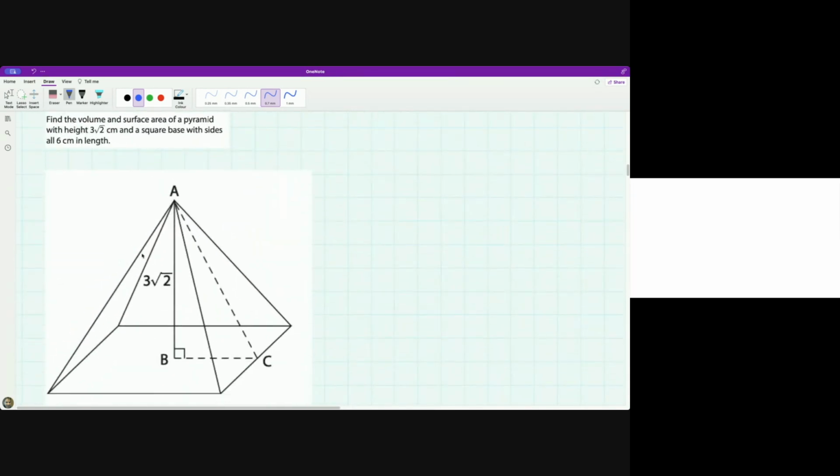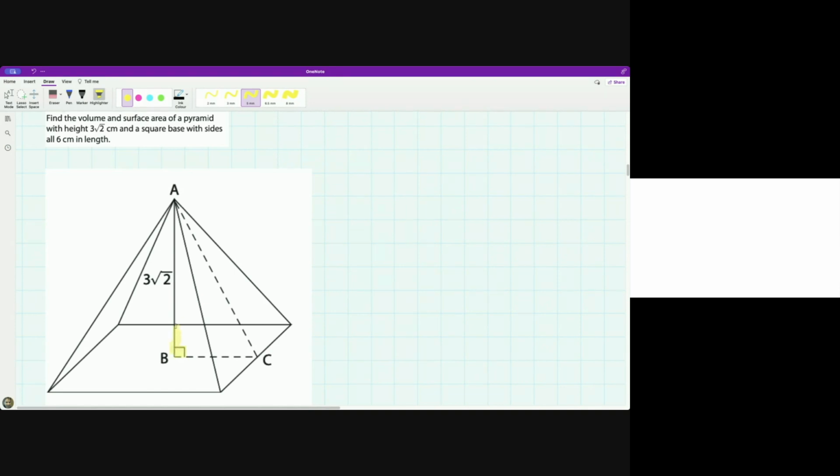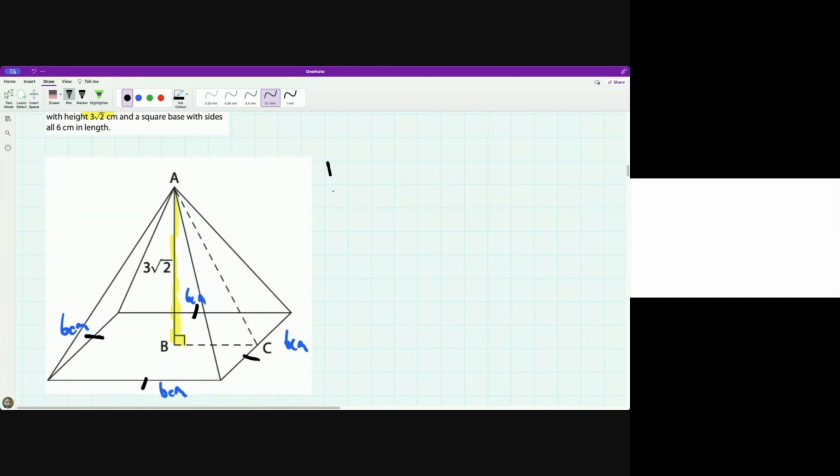All right, so this says here, find the volume and surface area of the pyramid with height 3√2. So I'm just going to point out where that is, and a square base with sides all 6 centimeters. Now, since they said it's a square base, I'm going to remind myself that it's square by putting these marks on here. And you know what? I'm even going to write 6, 6, 6, 6. I want you to find me the volume of this square pyramid.